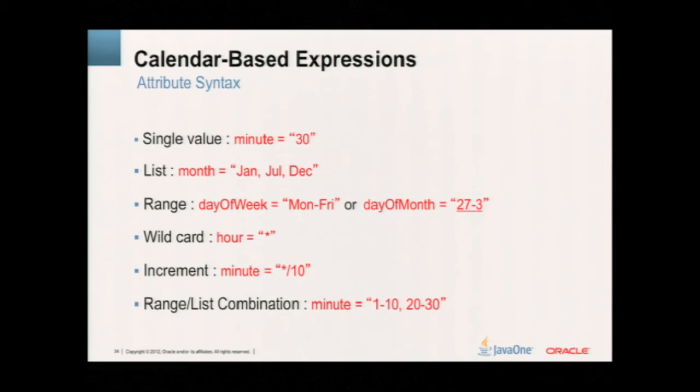So wildcard is obvious. Increment: this particular example says starting from the beginning every 10 minutes. But if you say start with 5, it will be 5, 15, 25, 35. And you can have a list of ranges, and in that list can be single values, a mix of ranges and single values. I'm sorry if I'm rushing through, but we have a long thing to go through.